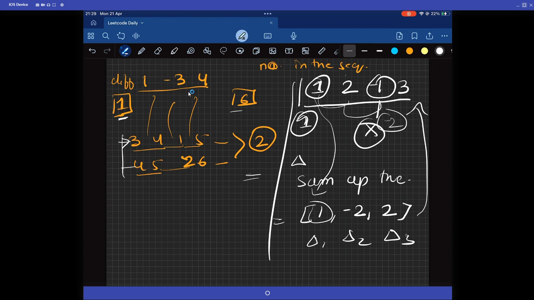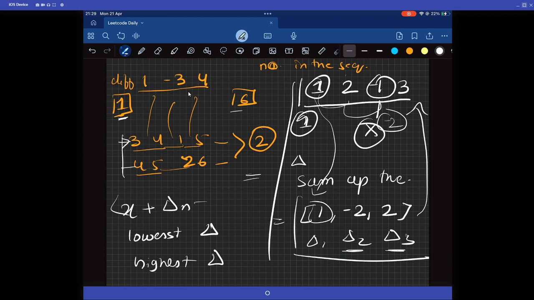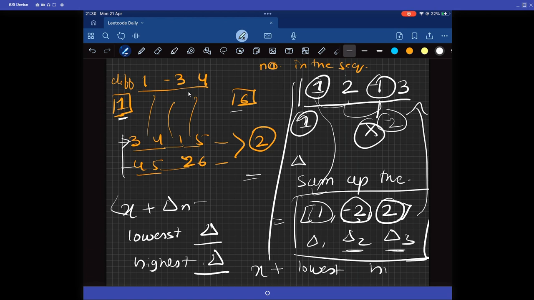So what we need to do is check whether our deltas, when we add them with x, that is x plus delta n, are in our range or not, right? So we have to find the lowest delta and the highest delta in this delta array. You got the point, right? If we find the lowest delta, which is minus 2 here, and the highest delta, which is plus 2, and add them with x, then we will get the lowest possible number and the highest possible number.